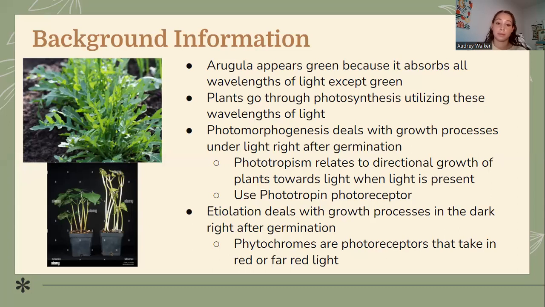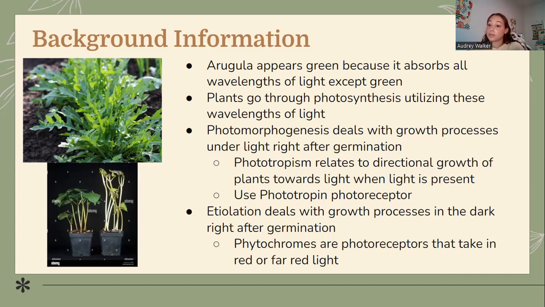But mainly for our experiment, we really wanted to look at the idea of photomorphogenesis, which we discussed in lecture, deals with the growth processes that occur under light right after germination. And then in relation to this, the idea of phototropism, which relates to the directional growth of plants towards light when light is present. The main stimulus here with photomorphogenesis deals with blue light and auxin hormones, which is a signal that is distributed away from light.